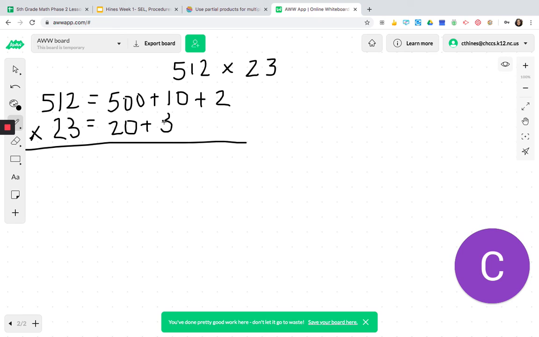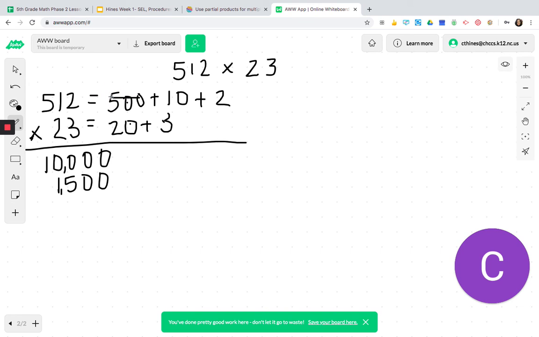So 500 times 20, okay, I know that 5 times 2 is 10, and there are 1, 2, 3 zeros added to that. So that's 10,000. Okay, and then 500 times 3. 5 times 3 is 15. And 2 zeros in 500 mean that I add 2 zeros to my answer. So that one is 1,500. Alrighty, now I'm done with that 500.